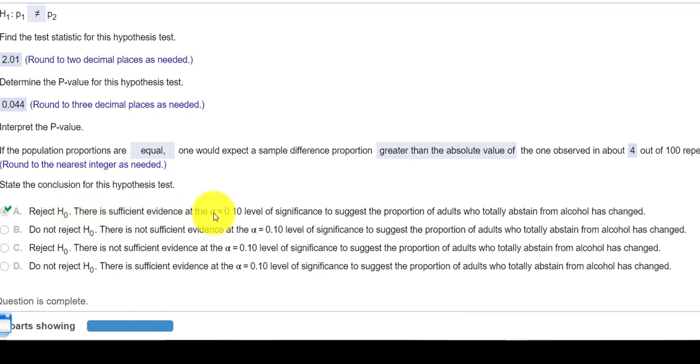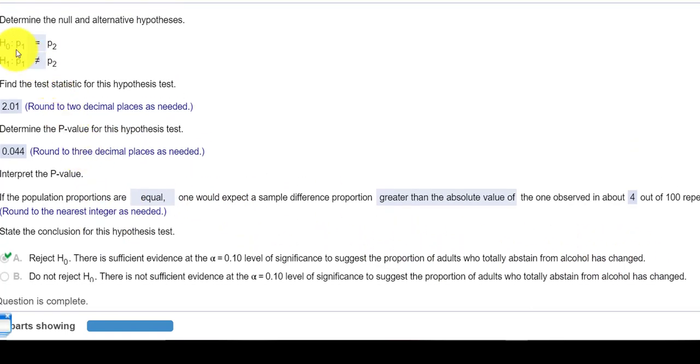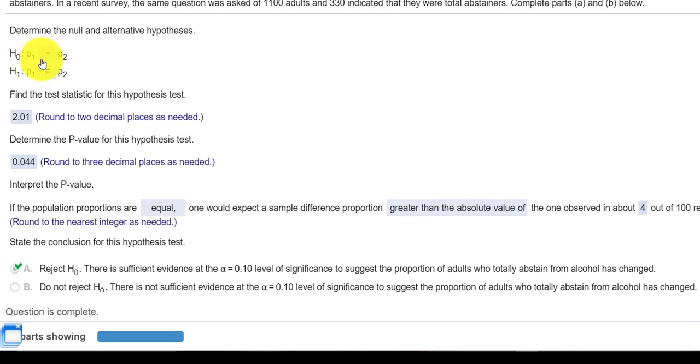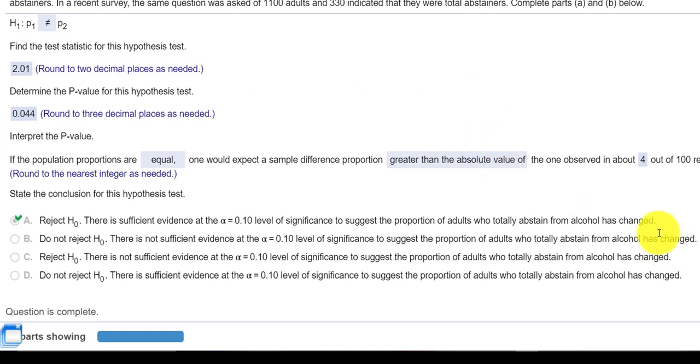There is sufficient evidence at the 0.10 level of significance to suggest that the proportion of adults who totally abstain from alcohol has changed, right? Remember, if we reject our null, we're saying that P1 does not equal P2. That means we accept H1, the alternative hypothesis, so we're saying there's enough evidence to suggest that the population proportions are no longer equal, which means they've changed. That should do it for question number 5.